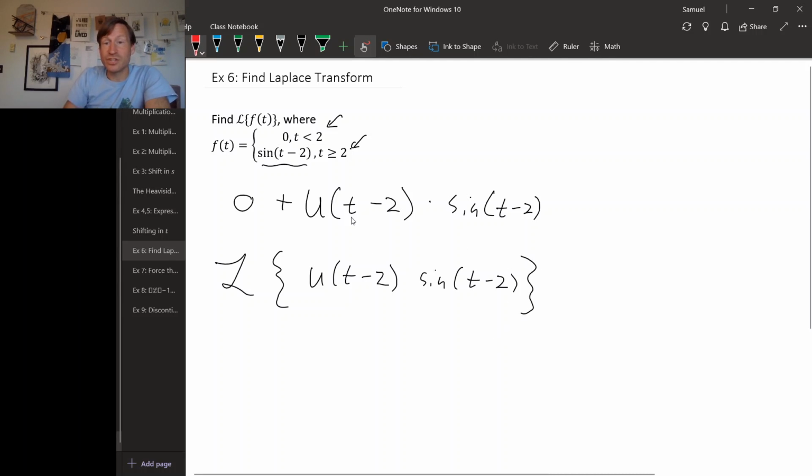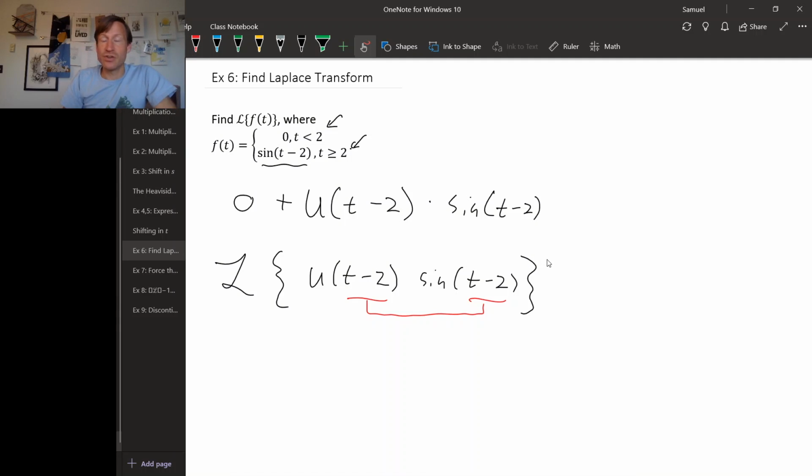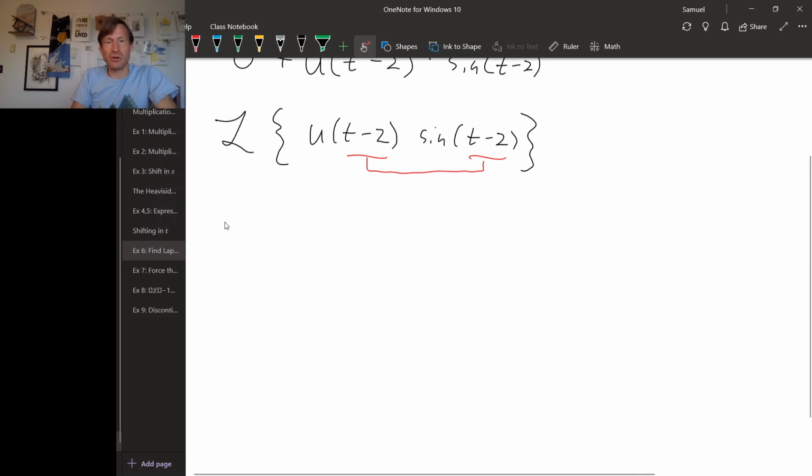Now this is a shifted function, and it has a step that matches the shift, right? The shift in your step function has to match the shift in the rest of the function if you want to use the Laplace transform rule for shifts in the t world. And of course we do, so it's nice that these match. Also, this shift is positive, right? 2 is greater than 0.